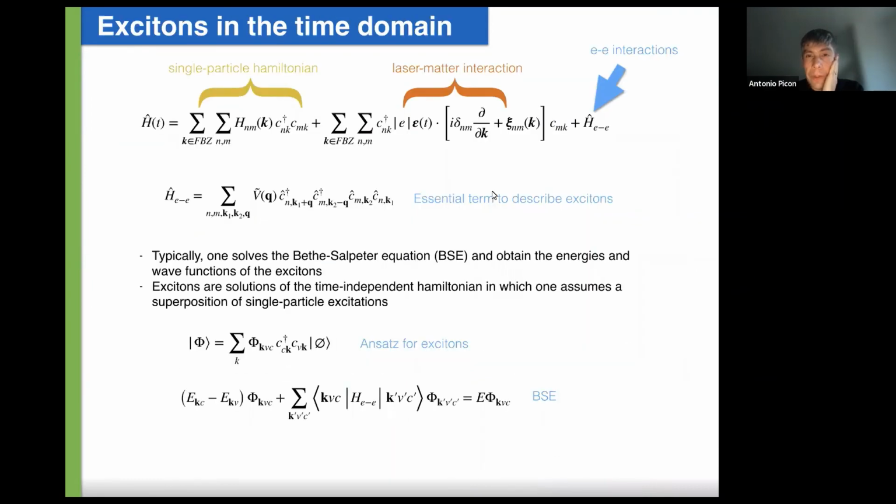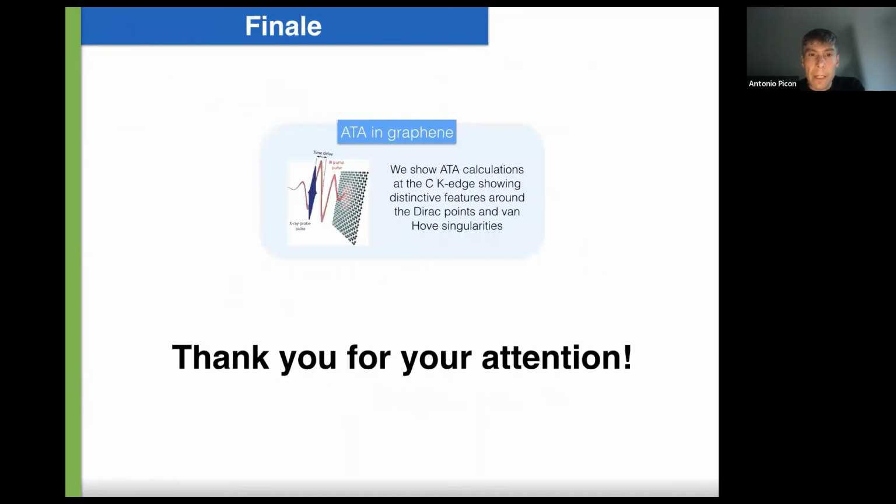I wanted to finish, but just to say that we are also working on including in the dynamics the exciton interactions. So the electron-hole interactions where we create these electron-hole pairs, they form these bound states. So we are working towards extending the code also with electron-electron interactions. And I think that that's all what I wanted to explain. I hope that you like it. So if you have further questions.